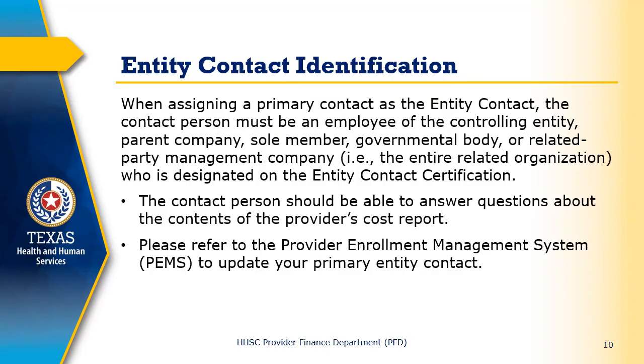When identifying the entity contact, the primary contact person must be an employee of the controlling entity, such as a parent company or related party management company. This designation must be formally recognized on the entity contact certification to ensure clarity and compliance. The selected contact person should possess the knowledge necessary to address inquiries regarding the contents of the provider's cost report. It is important to note that the information provided will be view-only to maintain data integrity and confidentiality.